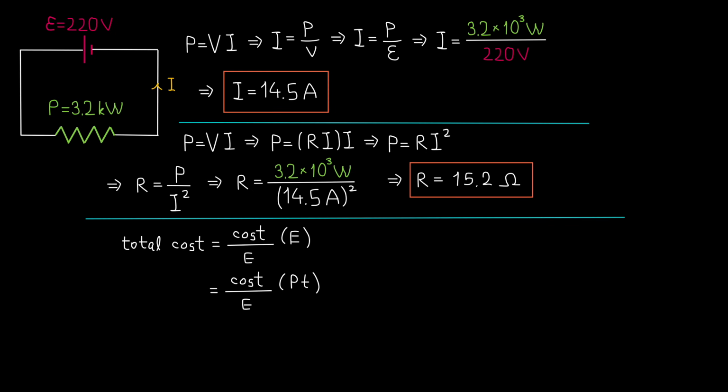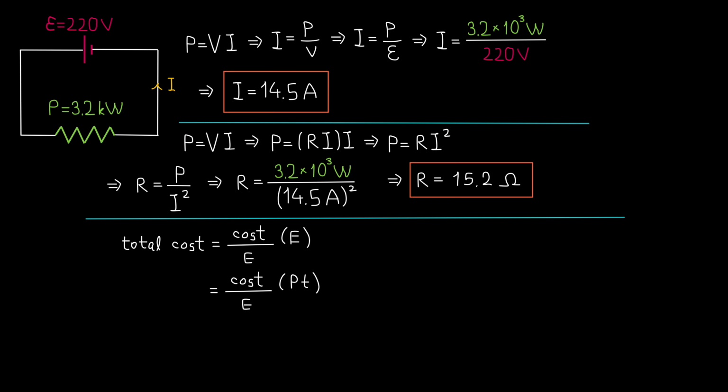ohms. The last question is, how much does it cost to operate this electric dryer for an hour if the unit price of electric energy is 12 cents per kilowatt hour? And remember, kilowatt hour is the unit for energy. Energy is power multiplied by time. Kilowatt being the unit for power, hour being the unit for time. A kilowatt hour is just another unit, an alternative unit for energy.